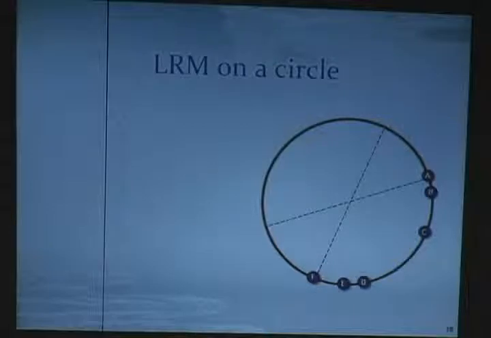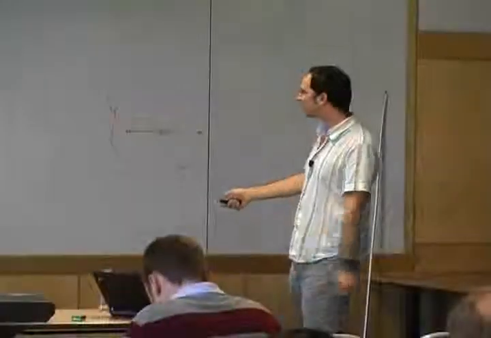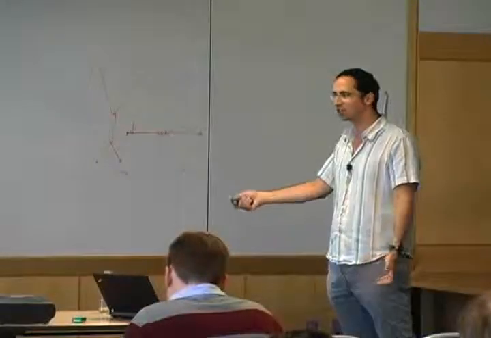I guess the first attempt would be to try to use the same left-right middle mechanism on the circle. Now, if all the agents are located on one semicircle, you can think of this as an interval on the line, in the sense that if they're on one semicircle, you know who the two extreme agents are. So you can say this guy is on one extreme, and this guy is on another extreme. So in this example, F and A are obviously the two extreme agents.